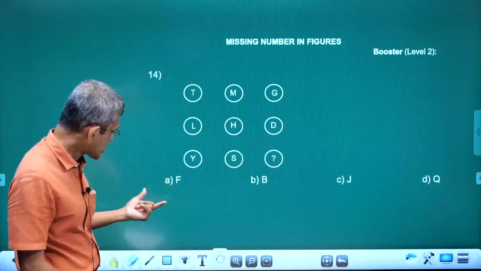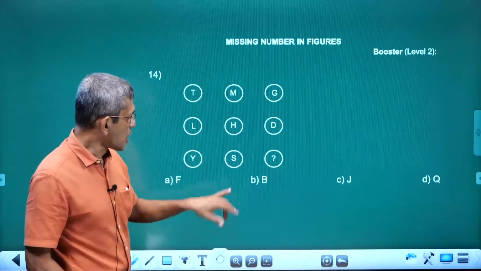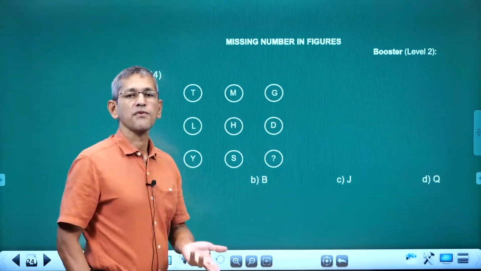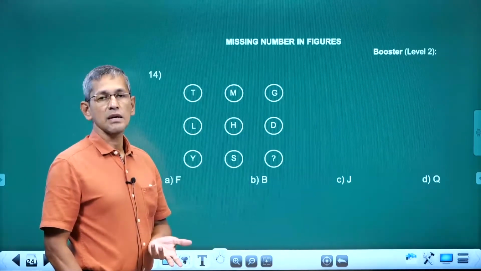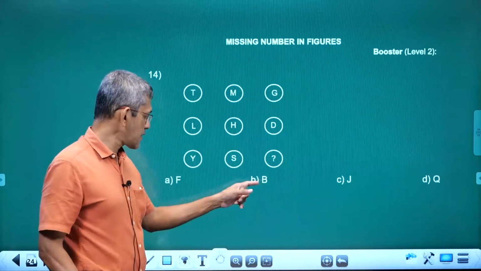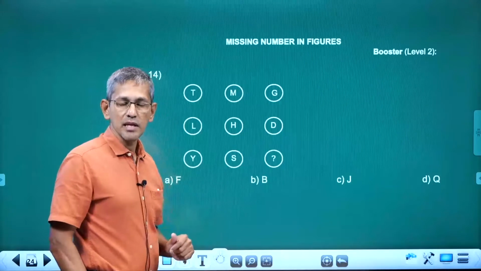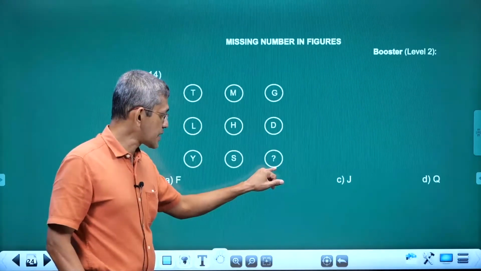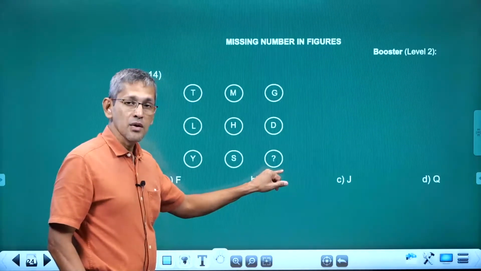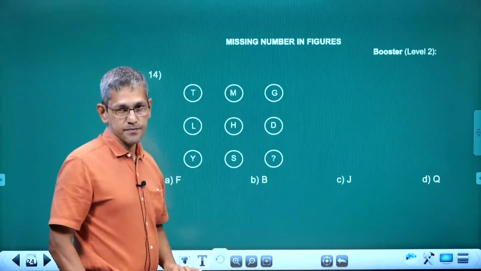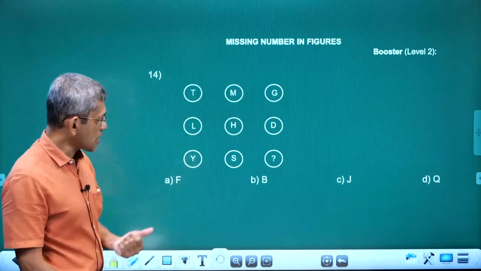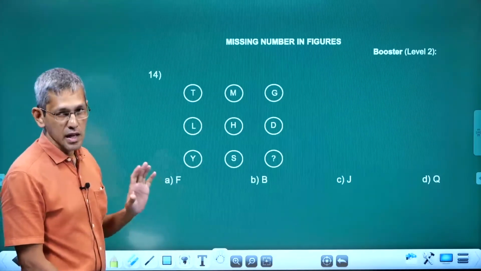So look at the answer choices: F, B, J and Q. All these letters come before S, so we cannot really eliminate any of them. But if you had an answer choice like W, we could definitely eliminate it, because the letter over here must be something which comes before S. So all 4 answers are possible in that case.